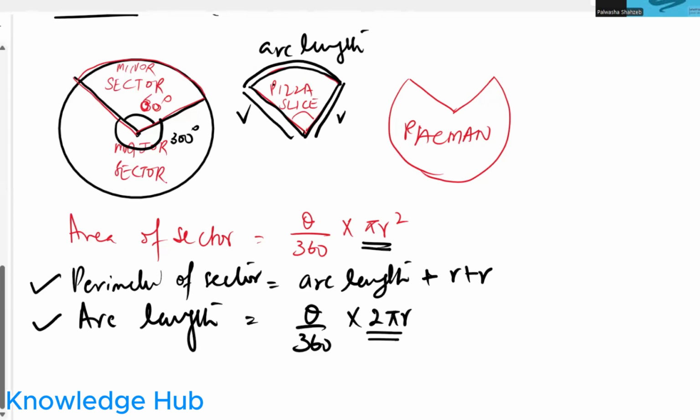All right. Now we are done with the sectors, with the area of a sector and the perimeter of a sector. For sectors, we have the minor sector and the major sector. The minor sector looks like a pizza slice and the major sector looks like a Pac-Man. For the area of a minor sector, we have to use the angle of the minor sector, and for the area of a major sector, we have to use the angle of the major sector. For both, the formula is theta over 360 times pi r squared, but theta would be different for the minor and major sectors.